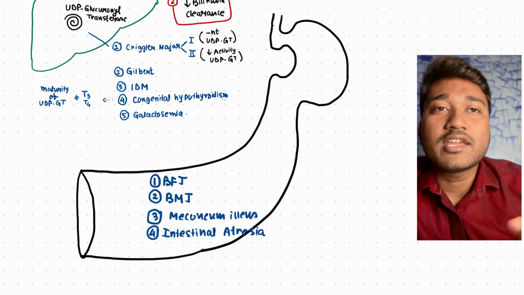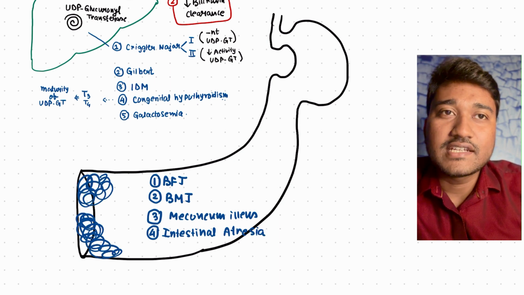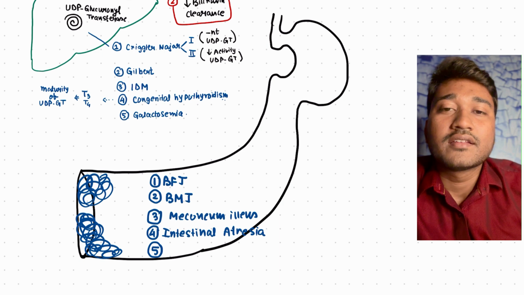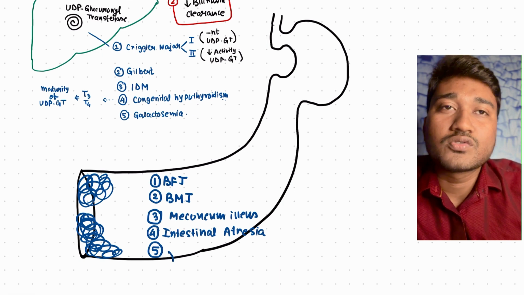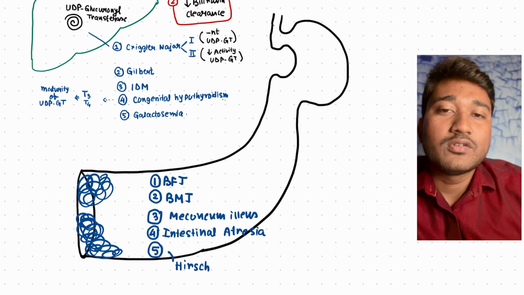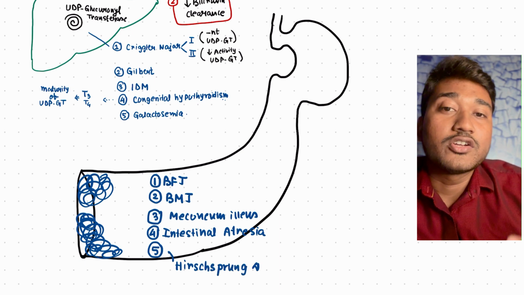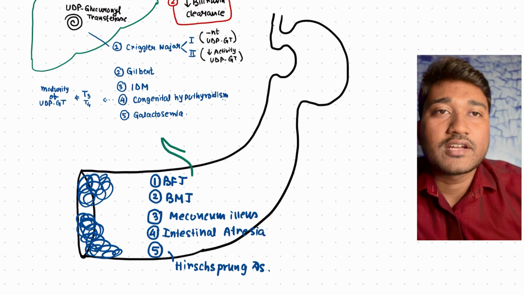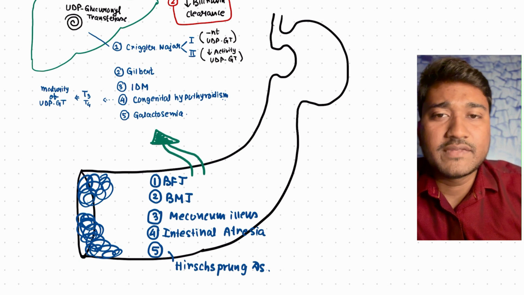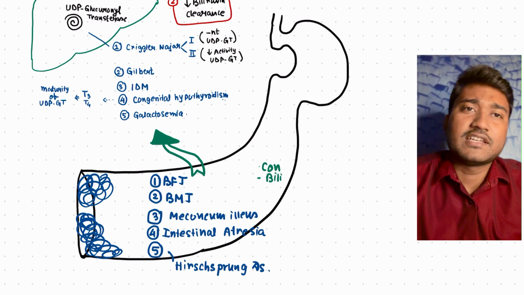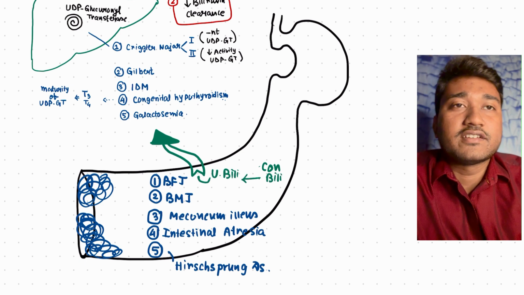And also in meconium ileus, and also in intestinal atresia. In case of intestinal atresia, the stool is not being passed. So what will happen? Whatever conjugated bilirubin is coming will be converted into unconjugated bilirubin and eventually there is increased EHC, enterohepatic circulation. In Hirschsprung disease also the same thing. Okay, there is obstruction in case of Hirschsprung disease.